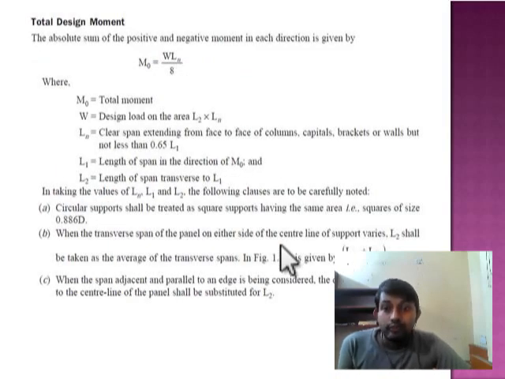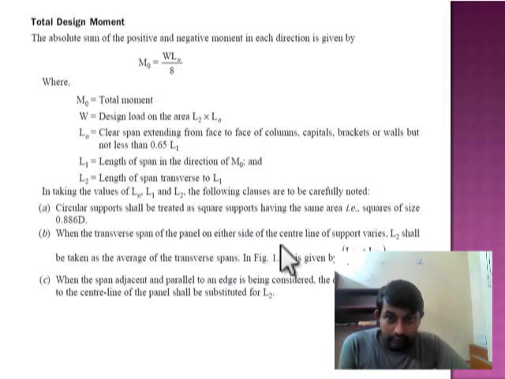The total design moment. The code book gives the formulas for the total design moment, given below. M0 equals W Ln by 8, for the absolute sum of the positive and negative moments, where M0 is the total moment, W is the design load on the area L2 into Ln. Ln is the clear span extending from face to face of columns but should not be less than 0.65 L1. L1 is the length of span in the direction of M0. L2 is the length of span transverse to L1.